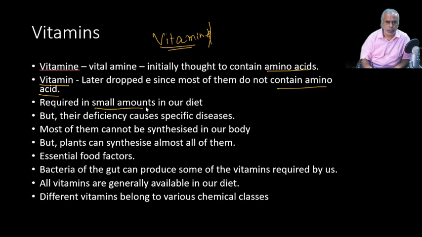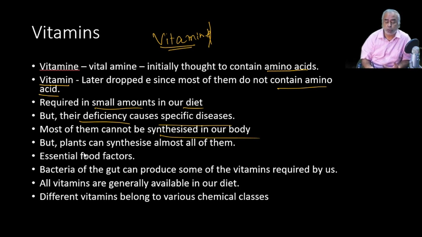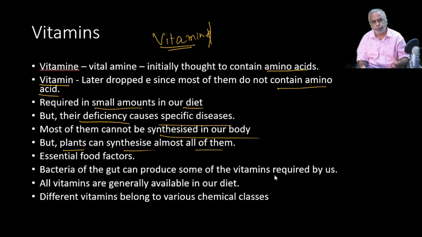They are also required in small quantity in our diet. Their amount may be very small, but their absence or deficiency causes specific diseases, and that's why they are called vitamin deficiency diseases. Most of them cannot be synthesized in our body, and that is why we need to depend on plants, because plants can synthesize almost all types of vitamins, and that is why you are advised to take a lot of vegetables.